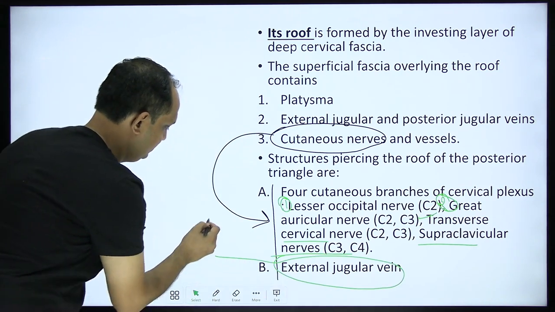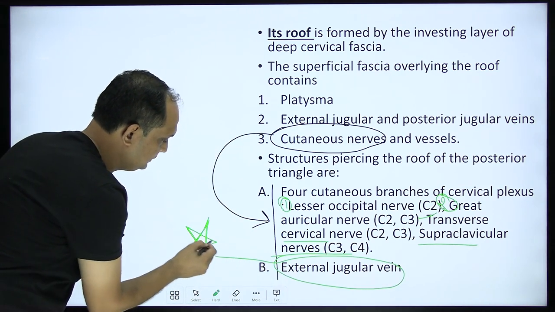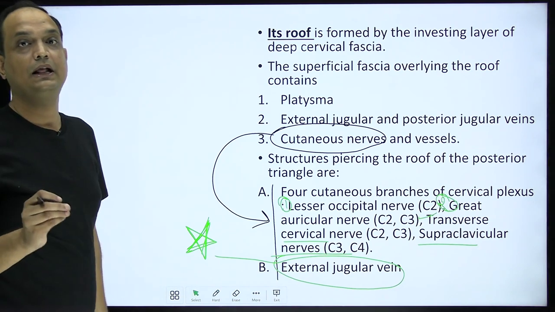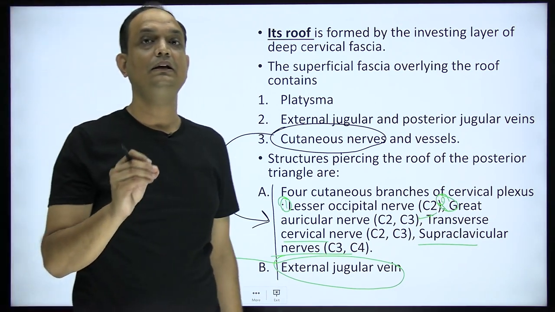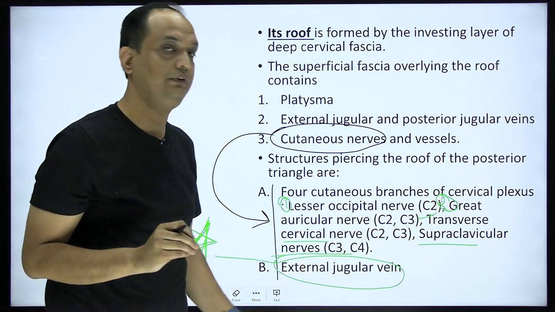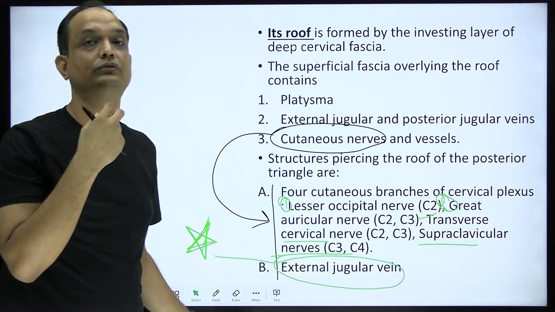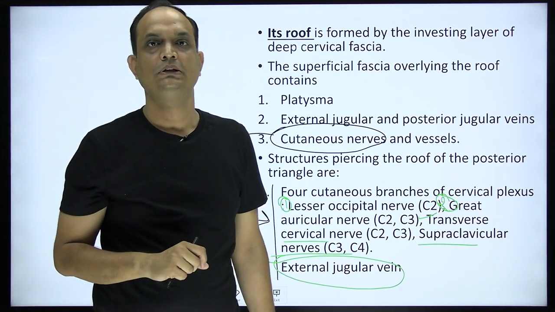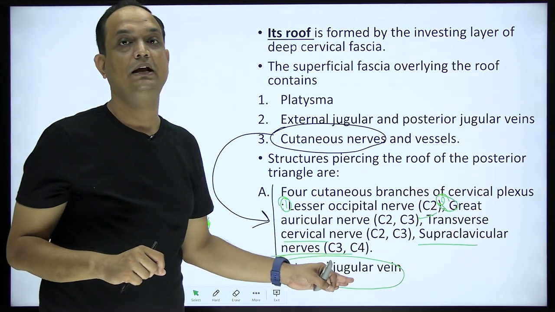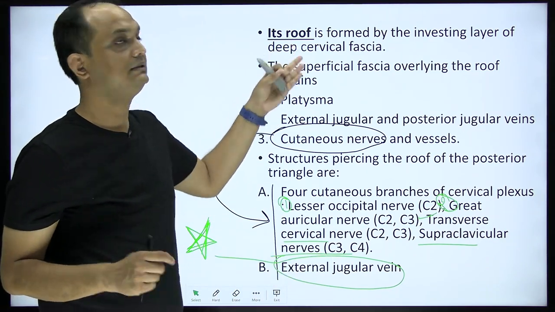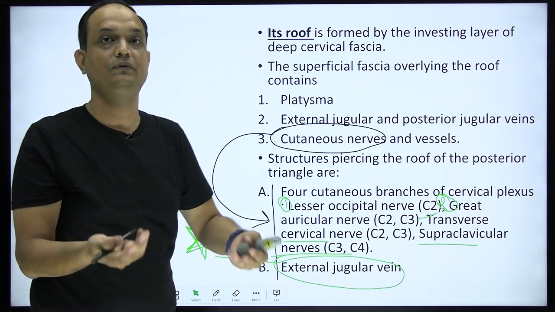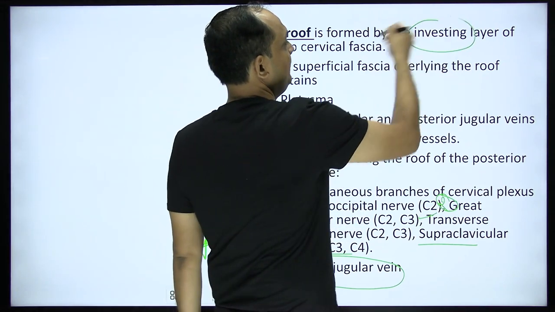Along with that, external jugular vein. This is a very common question. अगर आपको याद हो तो हमने पढ़ा था कि when there is a cut on external jugular vein in the lower part above the clavicle, it is a cause of air embolism. तो ये जो external jugular vein है, ये deep fascia को pierce करके अंदर जाएगी. Deep fascia मतलब investing layer.